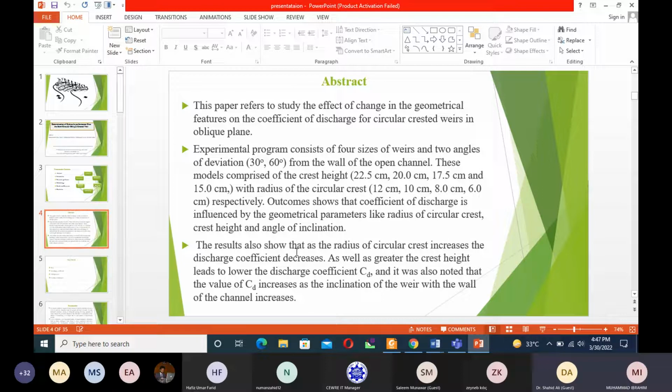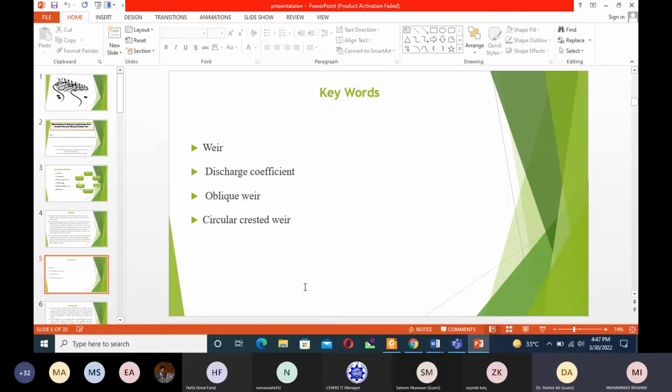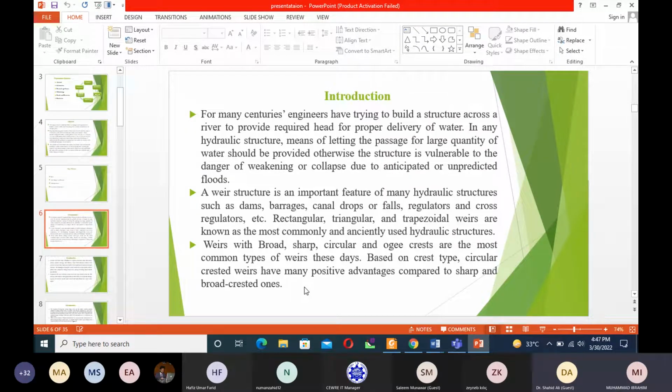The result of the experiments was that as the radius of the crest increases, the discharge coefficient decreases. Also, it was noted that as the crest height increases, the coefficient of discharge decreases. While as the inclination of the weir increases, the coefficient of discharge also increases. These are the keywords.